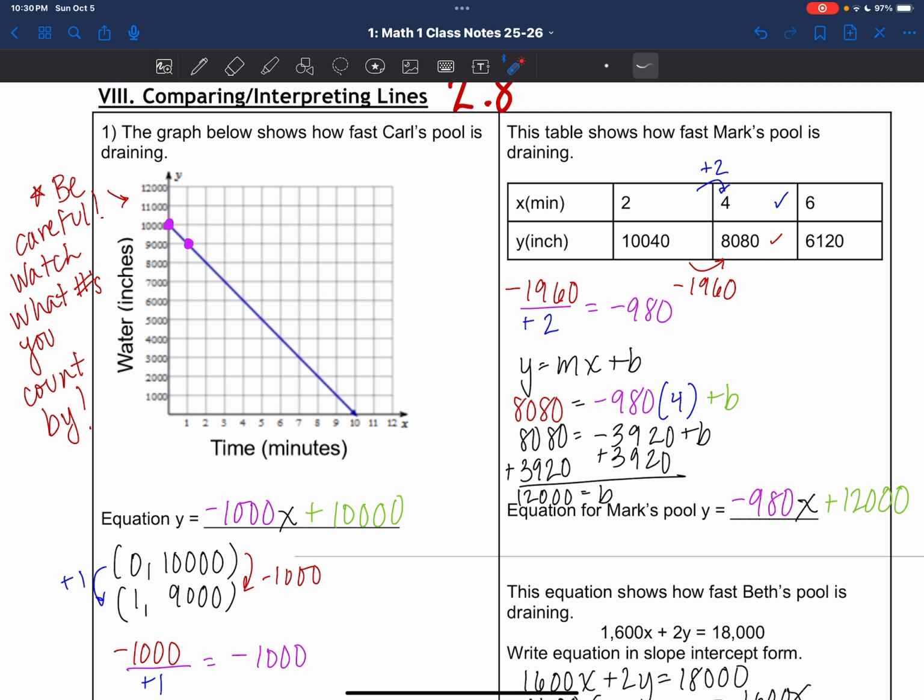What I did was I took an ordered pair, and again, I just picked that one because it's a little bit easier numbers to work with. So I did 8,080 equals negative 980, which we said was the slope, times 4, which is your x, plus b. And then once you solve for that, you're going to get b equals 12,000. So if we would have added, we would have landed at 12,000, and this would have been 0. So either way, however you did it, works. So our equation here is negative 980x plus 12,000. All right, so that's for Mark.